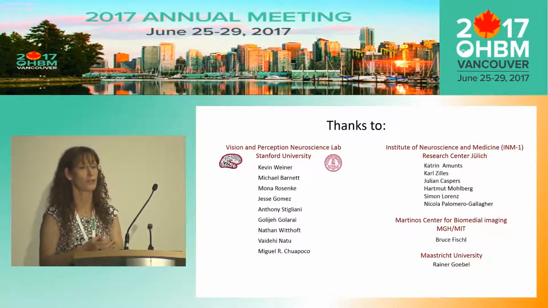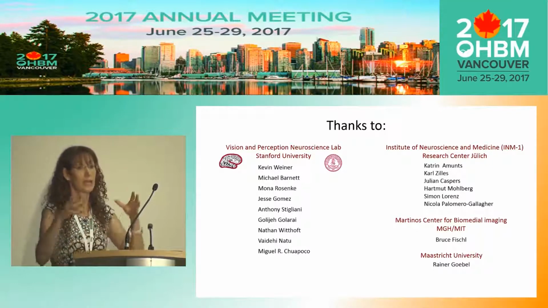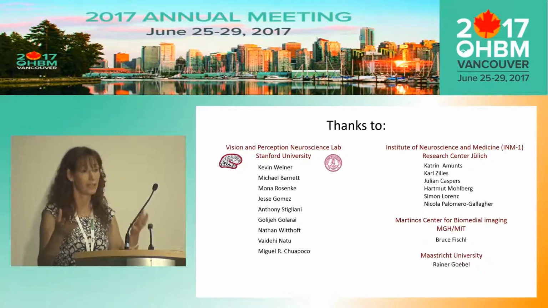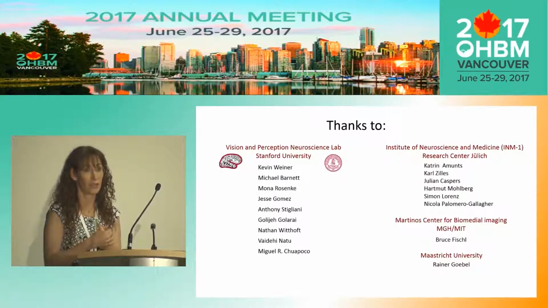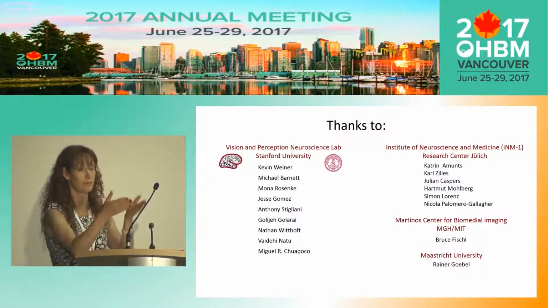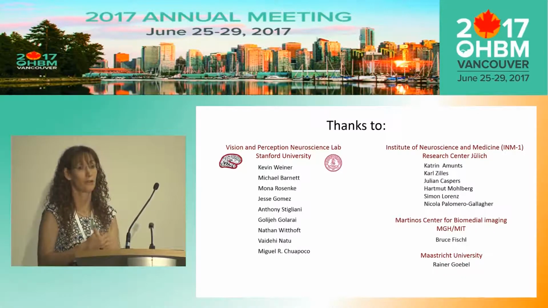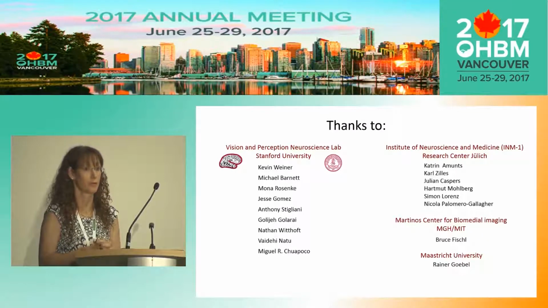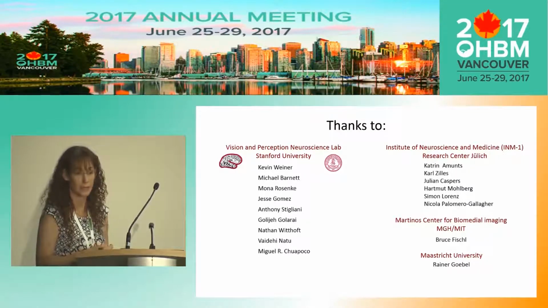For example, Carl has shown before, and Rainer has shown before, that Heschl's gyrus is very clearly linked to auditory cortex. It has its own cytoarchitectonic structure, its own receptor architectonics. It has very clear columnar structure, very much like visual cortex. So I think it's very likely that we'll find similar principles in other parts of the brain. Okay, thank you.